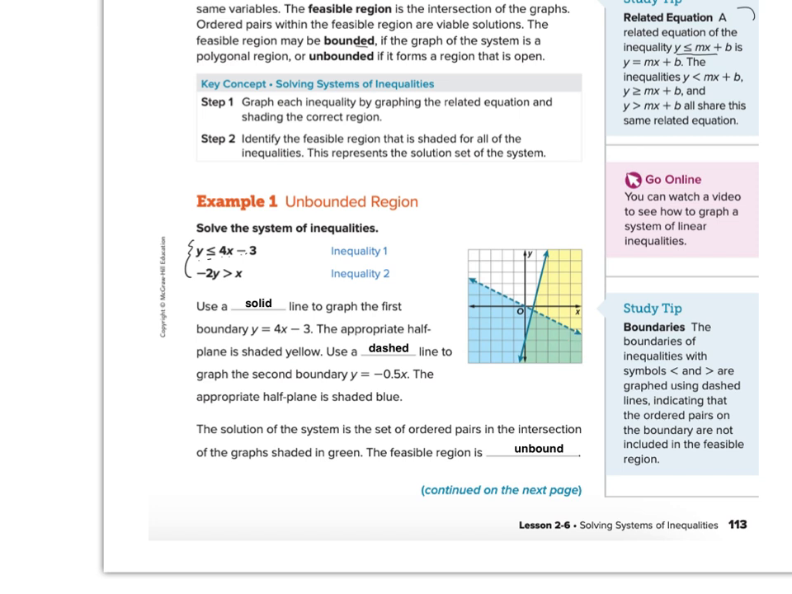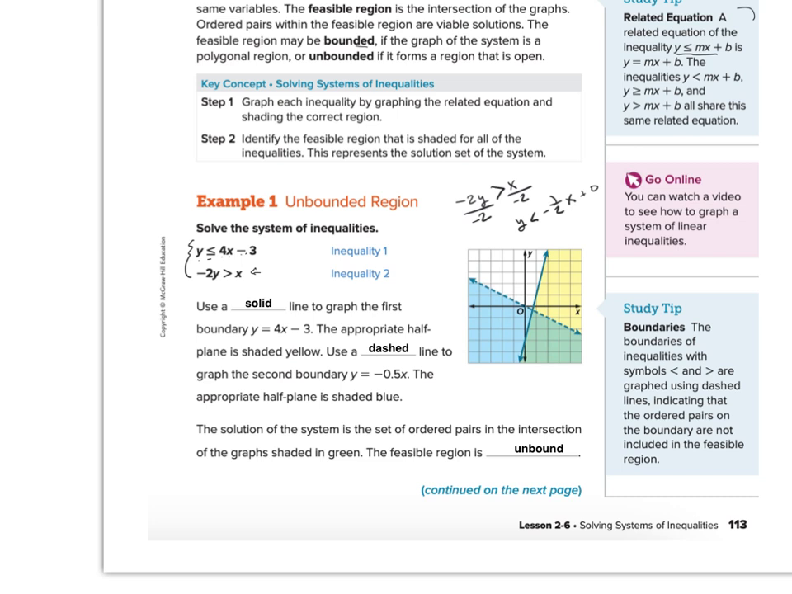Then they turn around and graph this other inequality, which is negative 2y is greater than x. Divide both sides by negative 2, and then y is going to be less than negative 1/2 x. Remember, since I divided by a negative number, I had to reverse my inequality sign. So again, this is plus 0. There is no y-intercept shown, so we know it is 0.